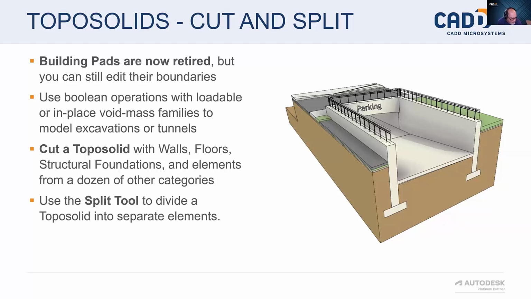So here's an example of a tunnel, a drive going down underground. That was just done by creating an in-place mass family, a void mass family, and cutting that out of the topo solid. So it's very nice, very easy to do, and you can cut out anything you want to. You're also able to use a split tool as well to divide this into separate elements if you need to.